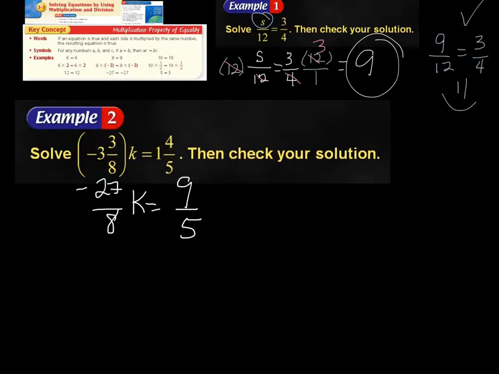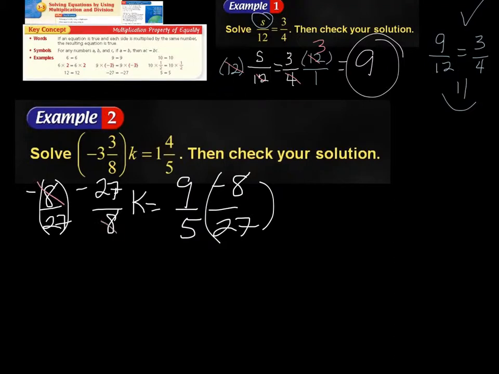And then we just need to multiply. We're going to use that multiplicative inverse trick we learned earlier. We're going to multiply both sides times the multiplicative inverse, or reciprocal, of the coefficient of k. So we multiply both sides by -8 over 27. And of course, we cancel, which is wonderful. And cancel the 9 and the 27, and that's all I can cancel there. So I have k equals 1 times -8 would be -8, and 5 times 3 is 15.